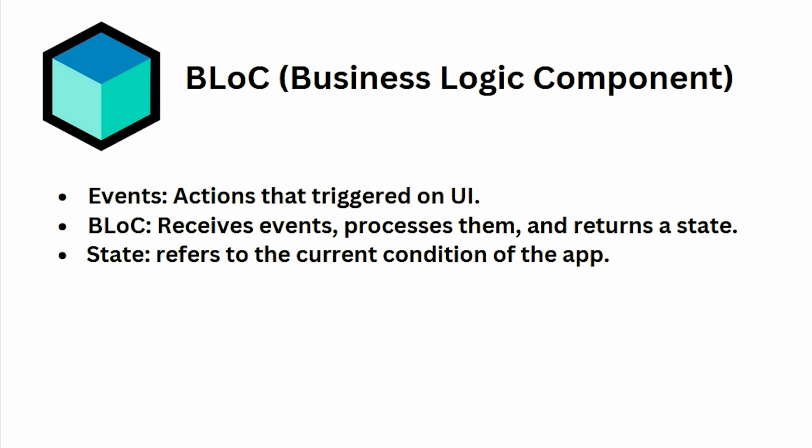A state is really simple, which refers to the current condition or status of the application at a given point in time. So those were the three main components of Bloc: events, Bloc and the state. Events trigger on the UI, Bloc receives them, processes them, and in return it gives us the specific state.